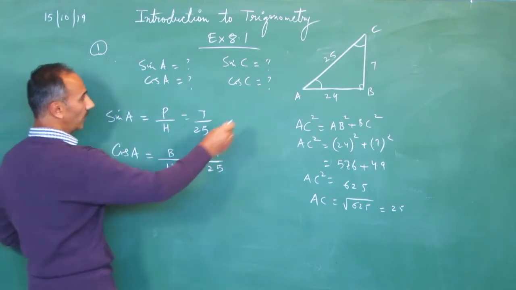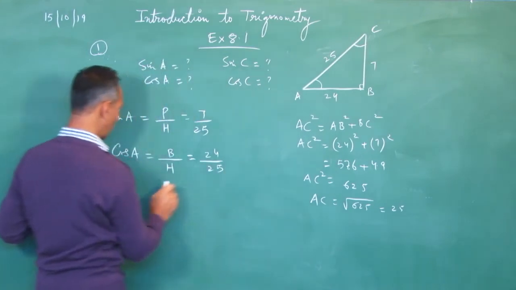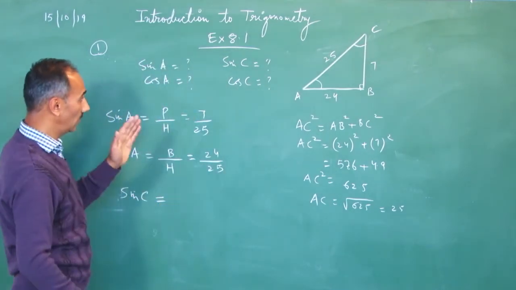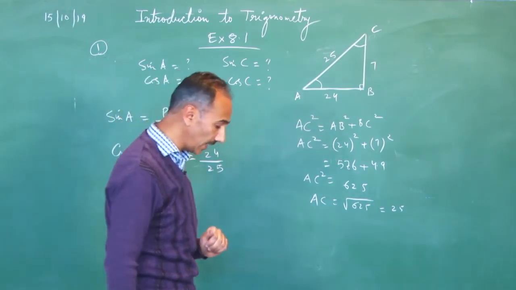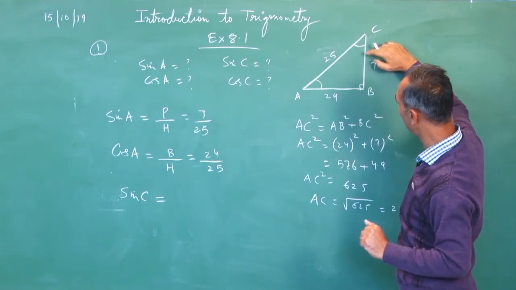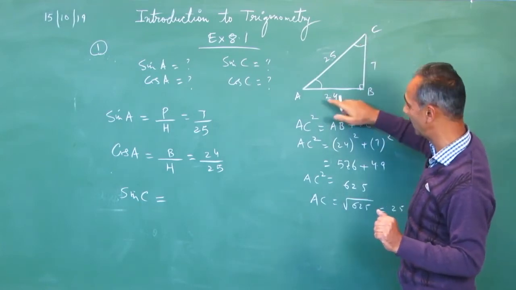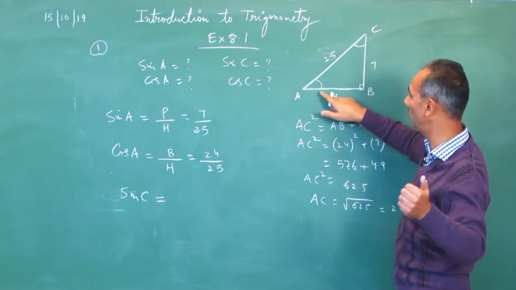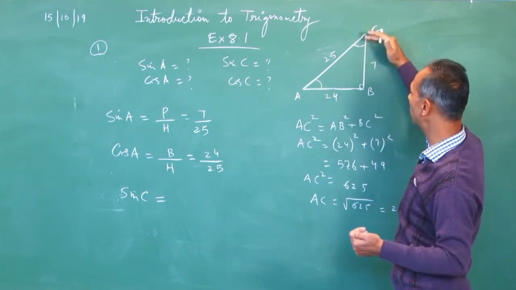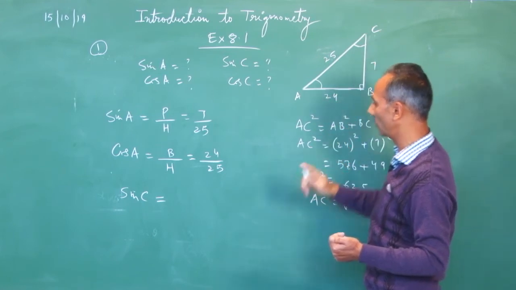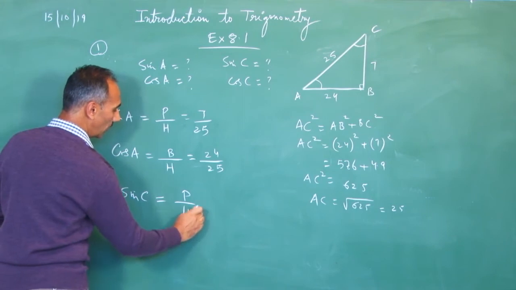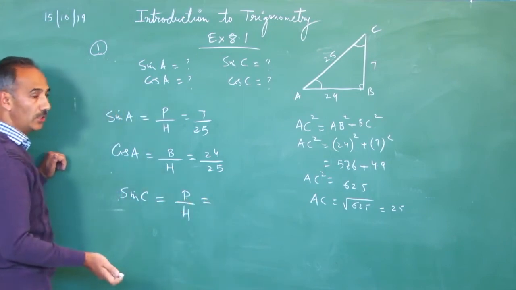Then you are asked to find sine of C. Now, a little bit of attention is to be given. When sine of C is to be found, with this acute angle C, this is your base and this is your perpendicular. Because when you had angle A, this was my base, this was my perpendicular. This time it is reversed. Sine is the same, perpendicular by hypotenuse. P by H value doesn't change.